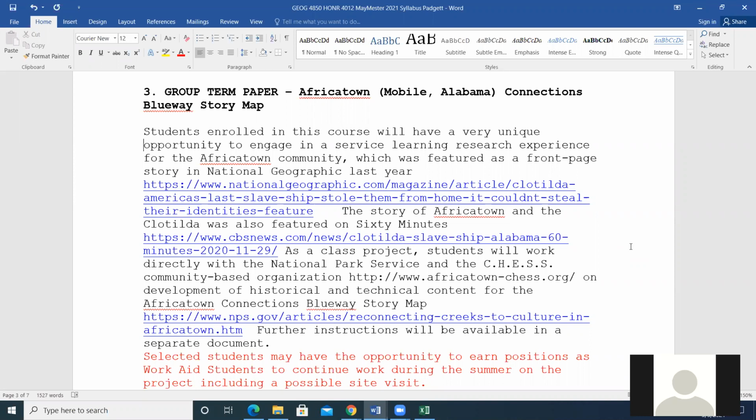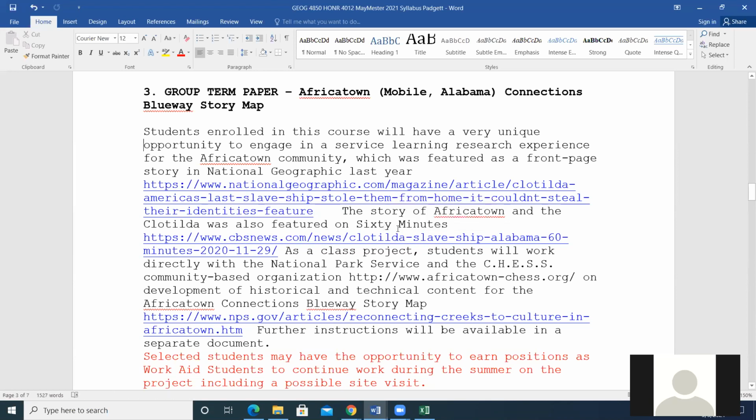But that's why Africatown is so unique in terms of the history of this country. And so the rediscovery of this ship last year or a couple of years ago brought enormous attention to Mobile, Alabama, and Africatown. And so you can read about it. It was a front page story in National Geographic. There's a segment of 60 Minutes that was dedicated to this.